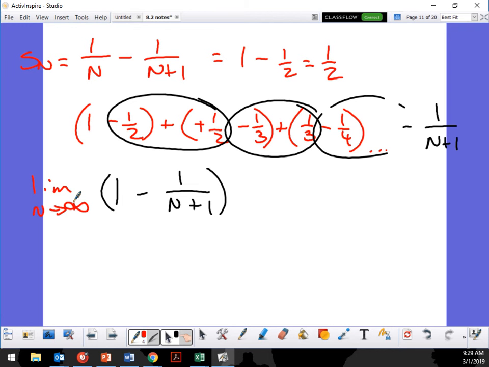Right? So let's break up my limits. So it's basically going to be the limit as n goes to infinity of 1 plus the limit as n goes to infinity of negative 1 over, that should be minus, right? Either way, it's still going to work. N plus 1. Limit as n goes to infinity of 1 is just 1, right? The limit as n goes to infinity of negative 1 over n plus 1 is 0. So as I take this limit to infinity, my answer is 1.